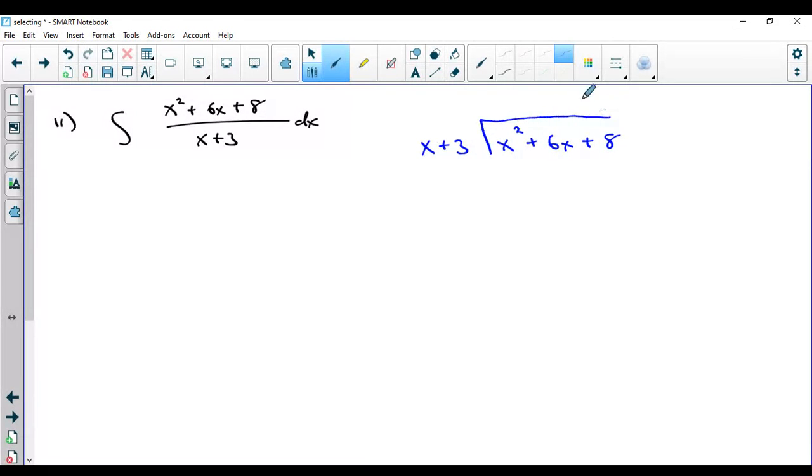Go ahead and long divide. So remember how we do this. We look here, we look here, we look nowhere else. We say, hey, what do I need to multiply u by in order to get u? And the answer is x. And now you distribute: x squared plus 3x.